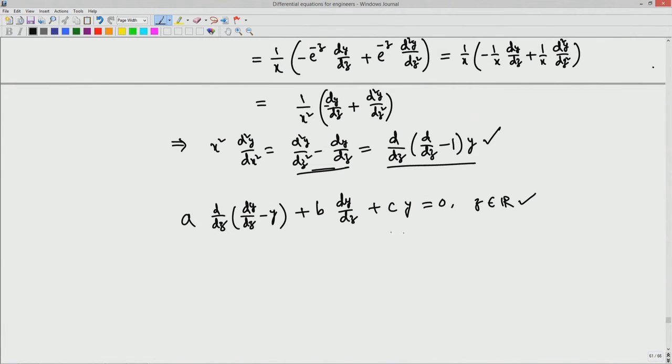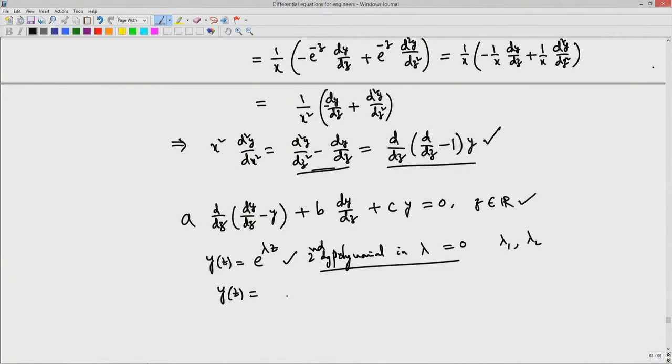So this is what you will get finally: an equation with constant coefficients. This you can solve, you know how to solve it. Simply look for y of z as e power lambda z, where z is the independent variable now. You will get a second degree polynomial in lambda, that will give you lambda 1 and lambda 2, whether they are the same or different.